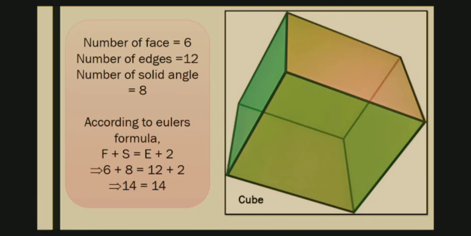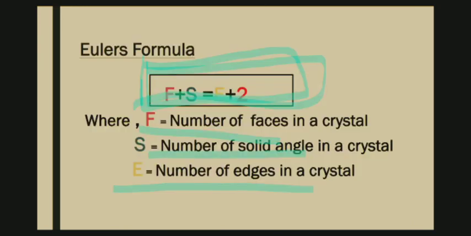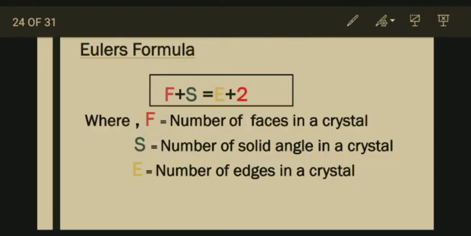So this is a very important topic as well as a very easy topic. Sometimes in exams a question comes: in a crystal, the number of faces and the number of edges are given, what is the number of solid angles? So you just put these values in the formula and get the unknown value. So it is all about Euler's theorem. You have to remember this formula. Only this formula you have to remember. What is the formula? F plus S is equal to E plus 2.